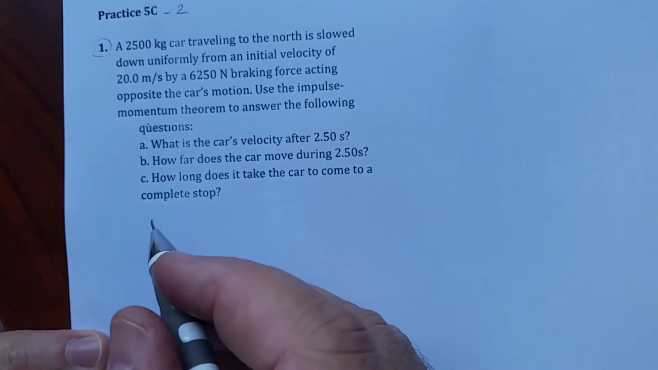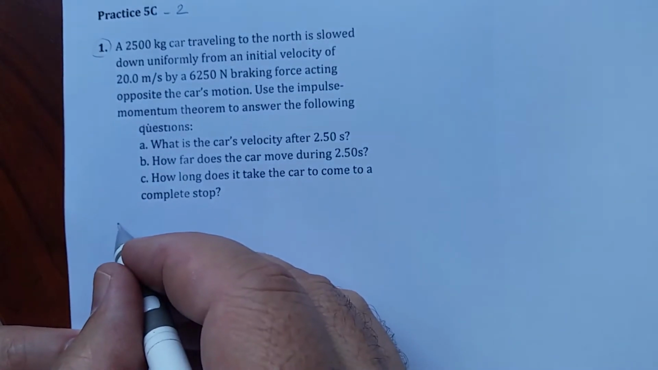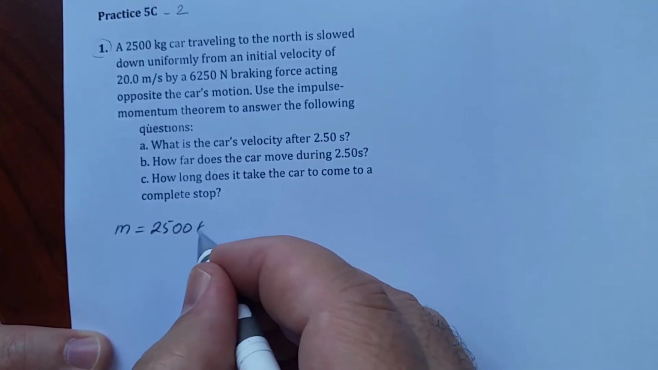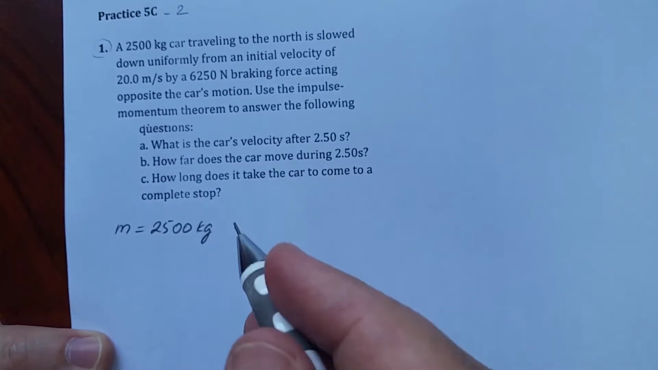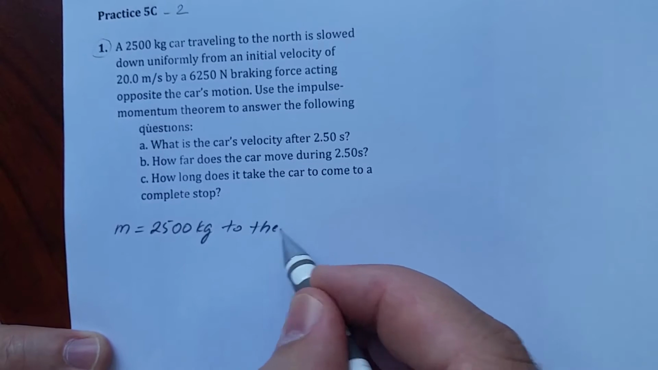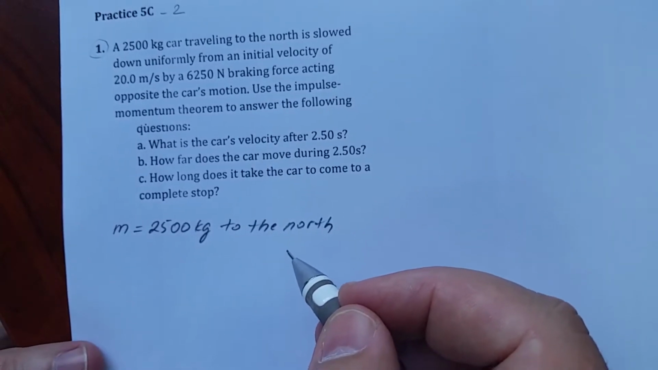So let's start it. Mass of the car is given. Mass of the car M is equal to 2,500 kilogram, a car traveling to the north. It is better to write the beginning, to the north. We need it for calculation.